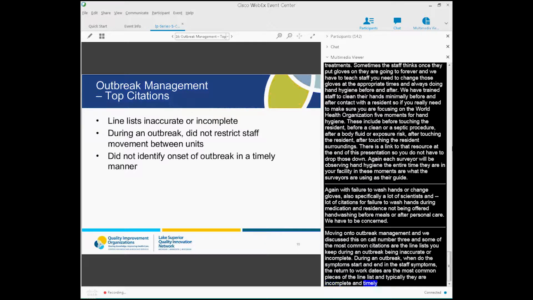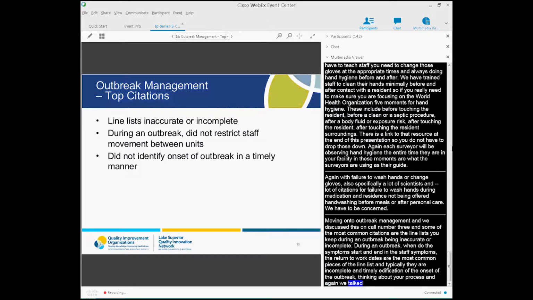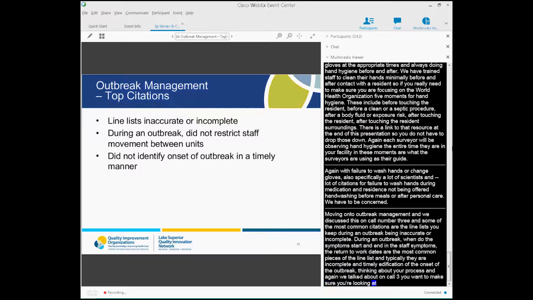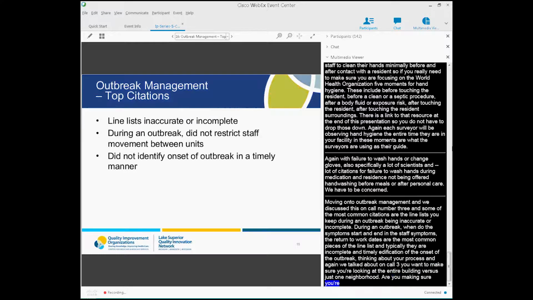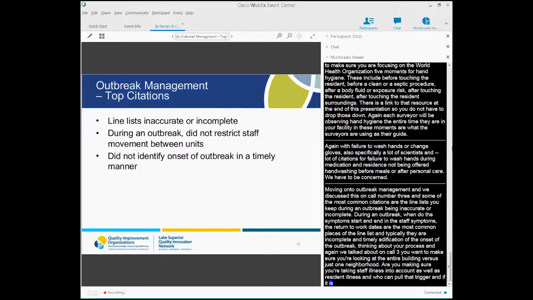So thinking about your process, again, as we talked about in call 3, you want to make sure that you're really looking at the entire building versus just one neighborhood. Are you making sure that you're taking staff illness into account as well as resident illness? And who can pull that trigger? And if it's one of your key people, what happens when those key people are not in the facility?